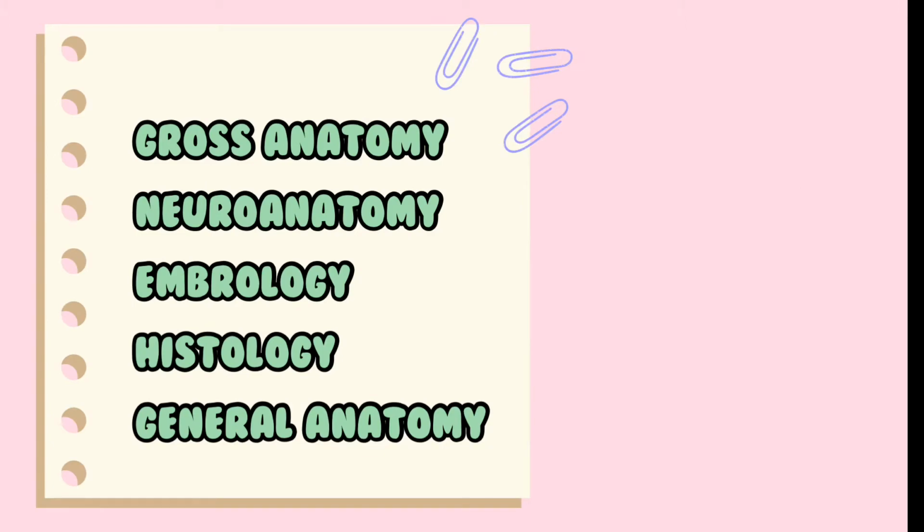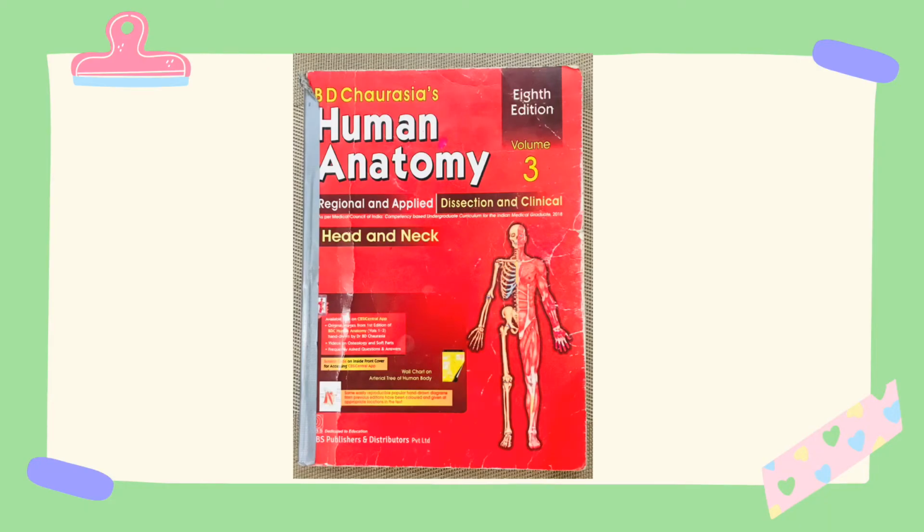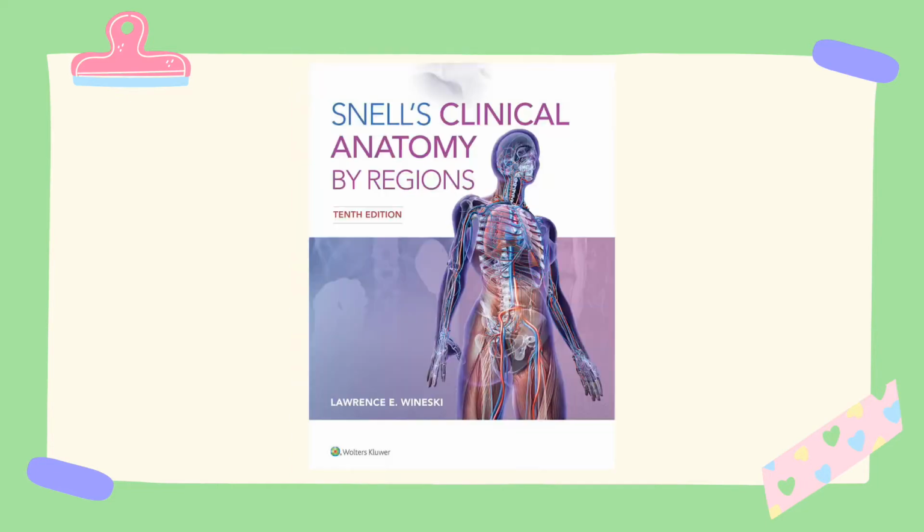I'll talk about each subject one by one. So the first one is anatomy, and it is subdivided into gross anatomy, neuroanatomy, embryology, histology, and general anatomy. For gross anatomy, I studied 3 books, and don't worry, you don't have to memorize all 3 of them, but I'll tell you the method how I used those 3 books to study gross anatomy. And the first one is BD Chaurasia. Please make sure that you get the latest version of all the books.